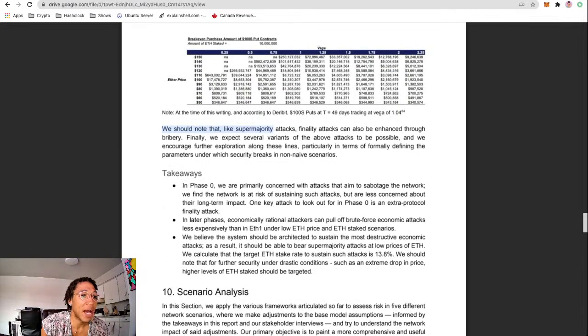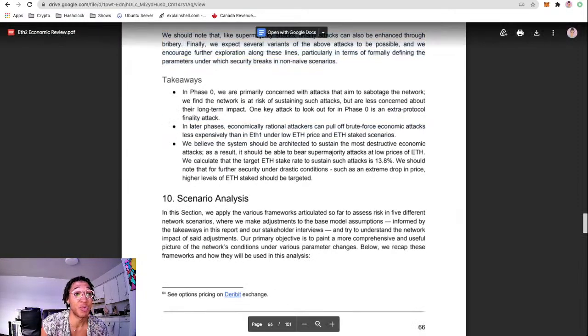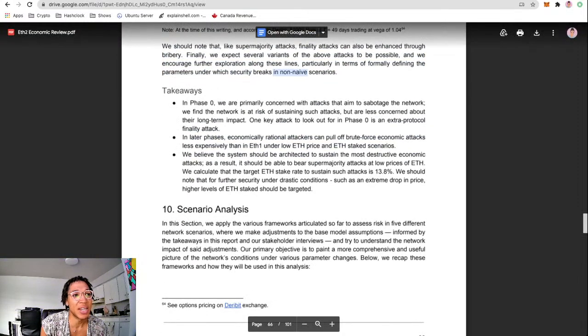We should take note that, like supermajority attacks, finality attacks can also be enhanced through bribery. Finally, we expect several variants of the above attacks to be possible, and we encourage further exploration along these lines, particularly in terms of formally identifying the parameters under which security breaks in non-naive scenarios. And I think that's really going to be fun. The non-naive scenarios of trying to take over some nodes.